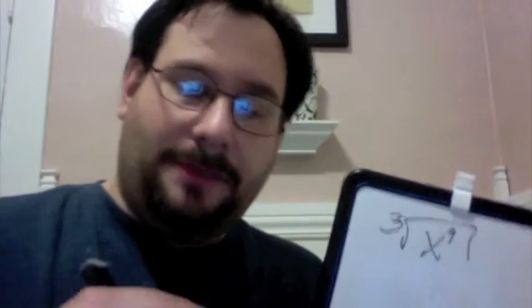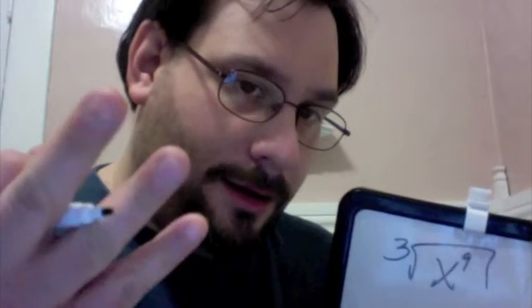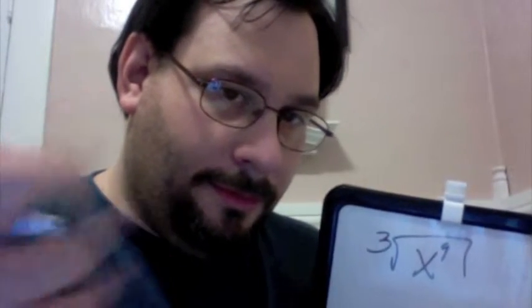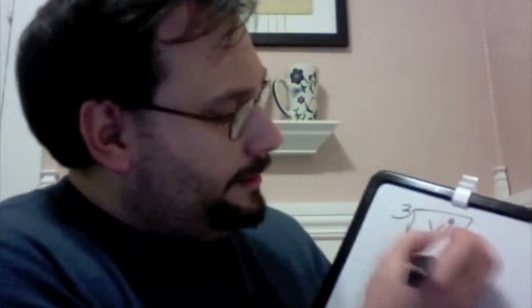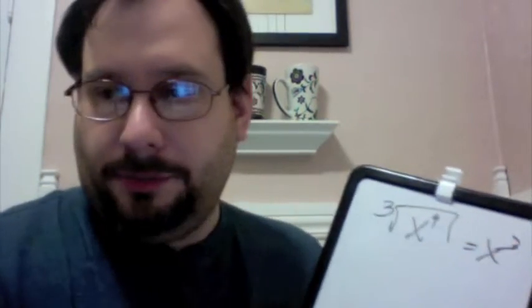Because let's say you have a cube root of x to the 9th. Well, remember how we divide by 2 because there was a 2 out in front? We have a 3 out in front. So we divide by 3. Exactly. So 9 divided by 3, x cubed.